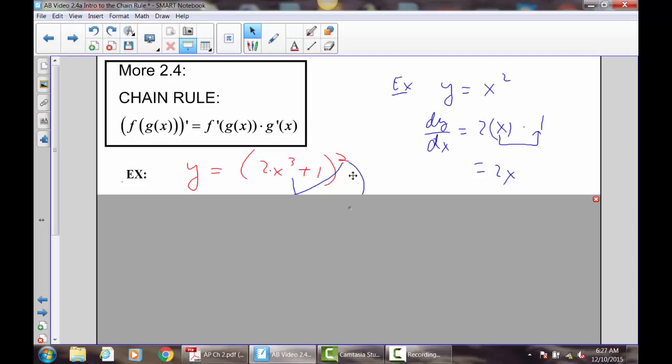So here's another example. You know if you have y equals x squared, it'll be 2 times x to the power of 1.